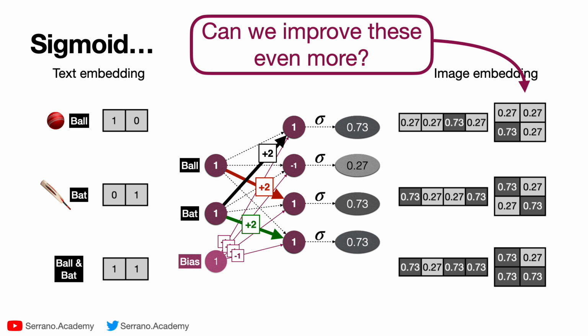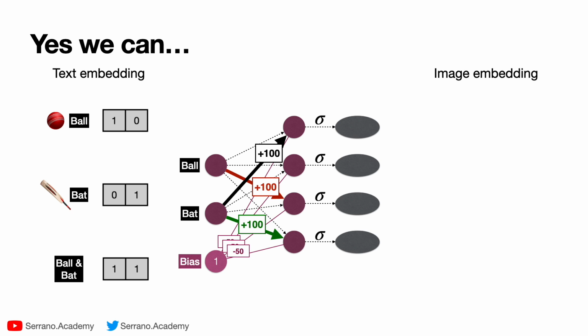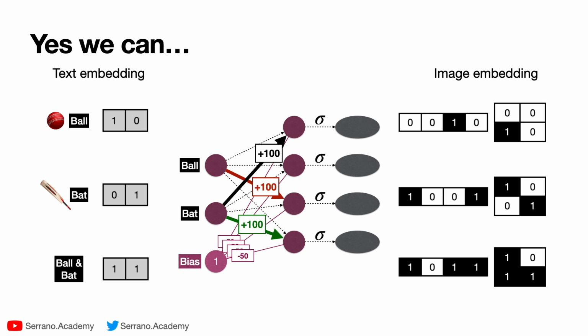And I'm going to show you a quick way, and I'd love for you to pause this video and actually think about it, make the calculations, and notice that if I take the edges and turn the weights into +100, and I take the edges coming from the bias unit and turn them into -50, then this neural network is going to actually give me crisp images of a ball, a bat, and a ball and a bat. But that's not what we want to do.